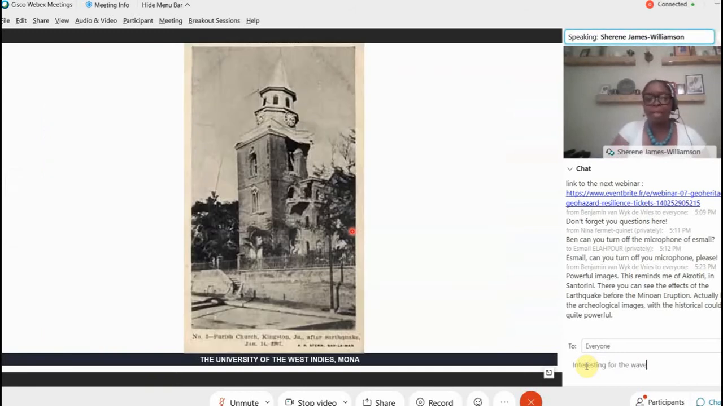This is the church again, the one I showed you before. This is the Kingston Parish Church. And what is interesting about this is that all the churches that had tall steeples or some kind of spire, the spires fell down and damaged the rest of the church. So you can see this spire actually caved in on itself, and it caused damage to the rest of the structure.